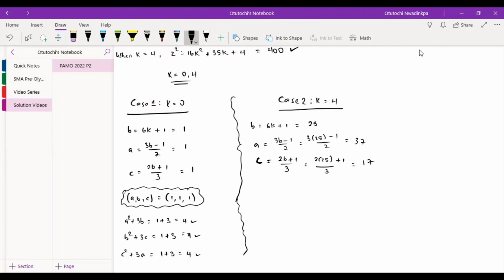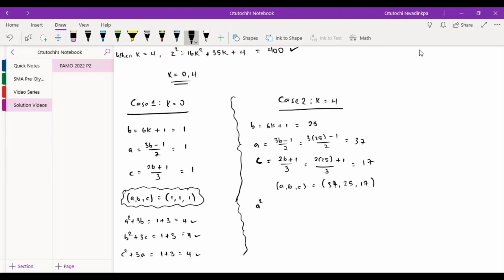So then we'll have a solution (a, b, c) where a is 37, b is 25, and c is 17. Remember, we'll have to check all the conditions in the question. The first condition is a greater than or equal to b greater than or equal to c, and that's fine here because we have 37, 25, 17. And then we have to check the second condition, which is the main condition: whether a squared plus 3b, b squared plus 3c, and c squared plus 3a are all squares. So we'll just have to check that.